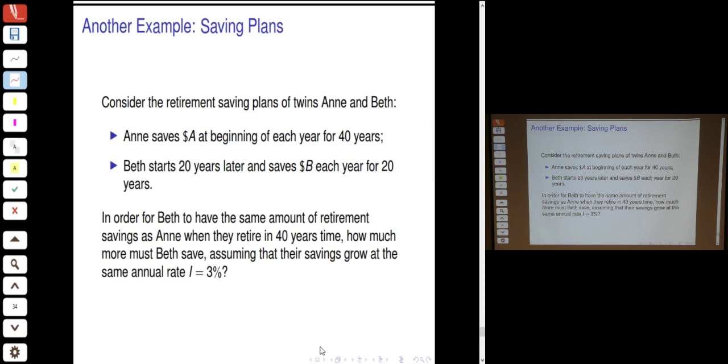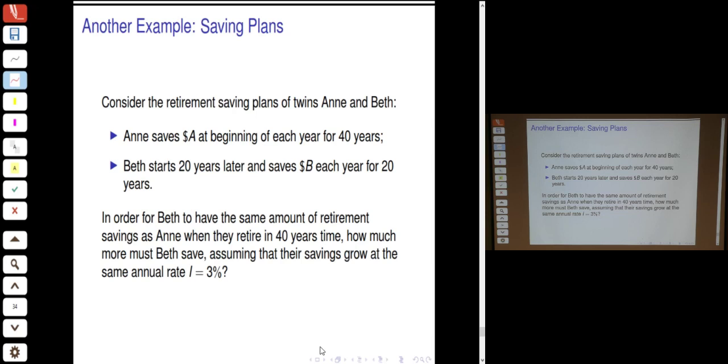So basically, what is happening is that there are certain common schemes where you can invest your money so that your savings grow. So that common rate of growth of savings is 3%, let's say, for the example of this problem. But the point is that Anne is saving $A for a much longer period, for 40 years, and Beth starts 20 years later, so she saves only for 20 years.